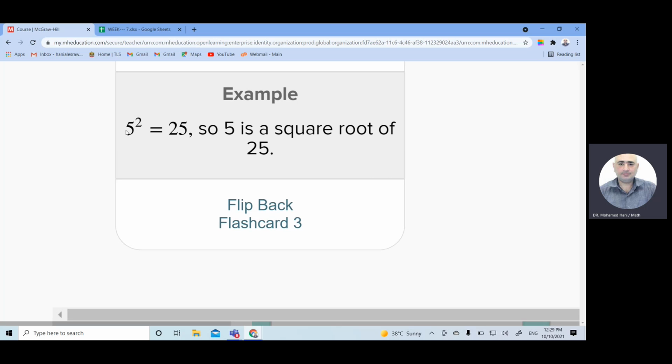Example. 5 exponent 2 means 5 times 5, which is 25. So what is the meaning of 5? 5 is a square root of 25. Write this example. Then I want to ask you: 49. Tell me, please, what is the number multiplied by itself that equals 49?